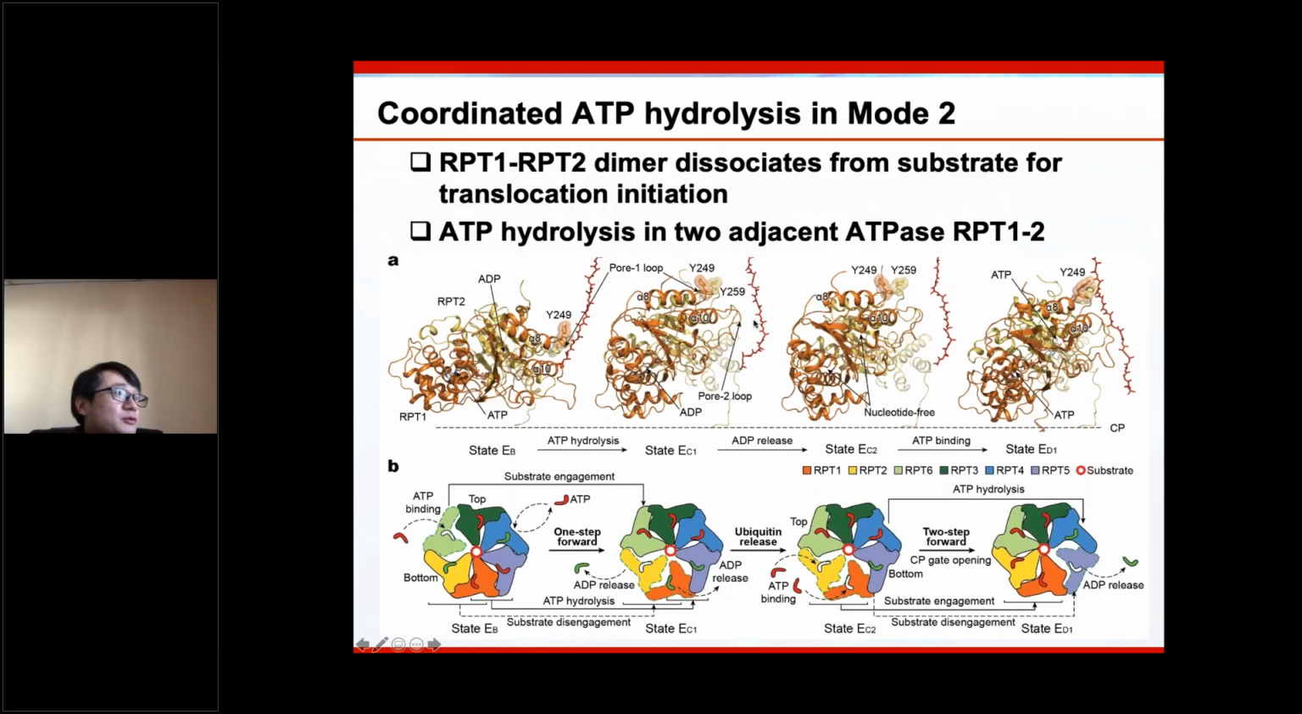So okay, let's move to mode 2. For mode 2, I will go slightly quicker. Basically it does 3 things at the same time. One is to move the substrate one step forward, then release the ubiquitin, and also trigger the CP gating.